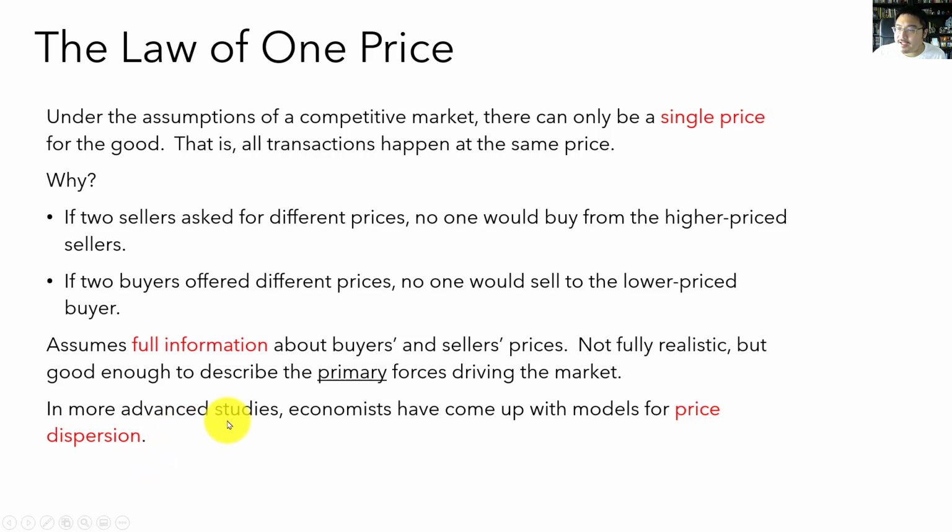But for now, I definitely think the basic model of supply and demand is good enough, right, to describe the primary forces which are driving the market. Because remember, the purpose of an economic model isn't to capture 100% of reality, but rather to highlight and understand the principal economic forces driving the market, right? And the basic forces of supply and demand are usually going to outweigh the effects of price dispersion. And so we're going to start with the simple assumption that the law of one price holds. And we're just going to acknowledge that it's not a perfect, but still very useful description of reality.